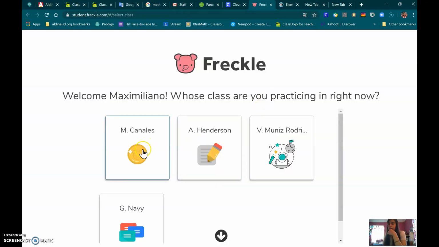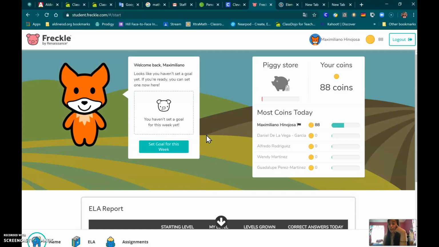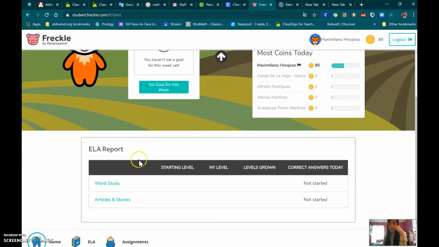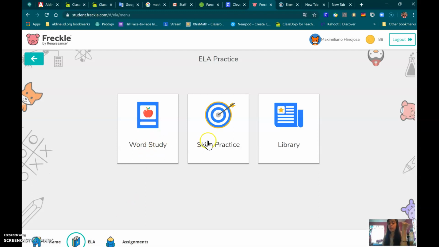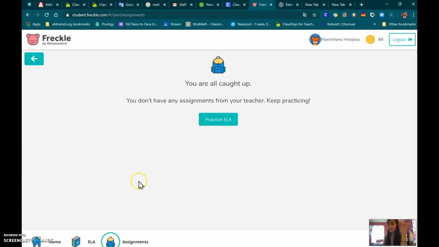Add the little star because now I'm gonna show you Miss Canales a little bit. I have no idea when I'm gonna see Miss Canales because I remember I usually just work on my platform. So I'm gonna see what I'm gonna see for Miss Canales. So far it looks like she has word study and articles and story. So you can work on those 2 assignments. And this one looks like you can practice your skill, your library, and word study. So it's like a little bit of reading books. Assignments are clear right now because they're just doing the practice right now. But you still have the 88 coins.